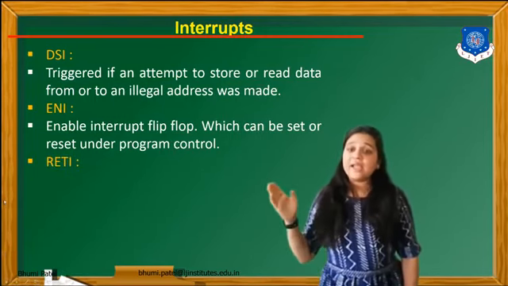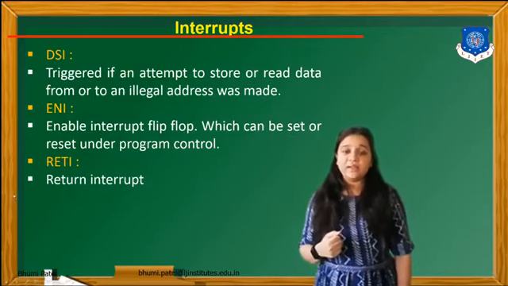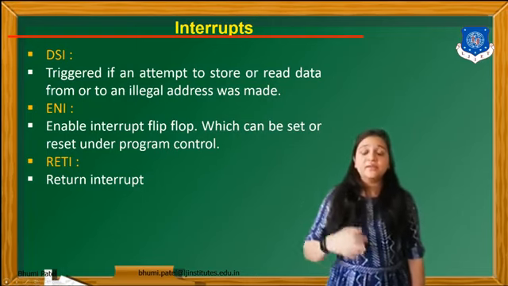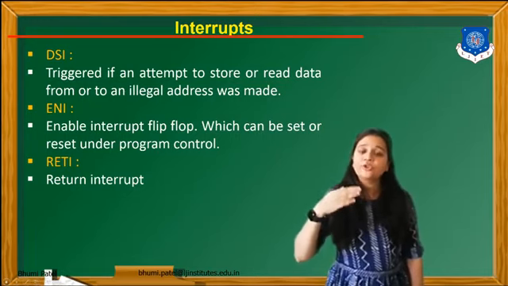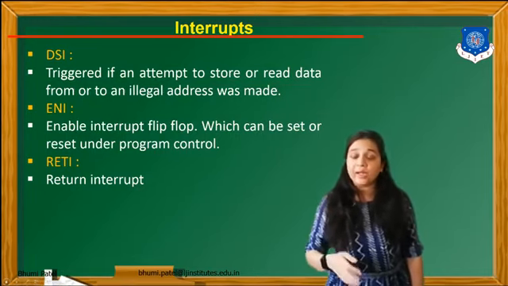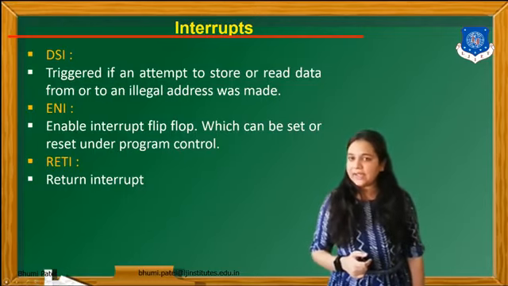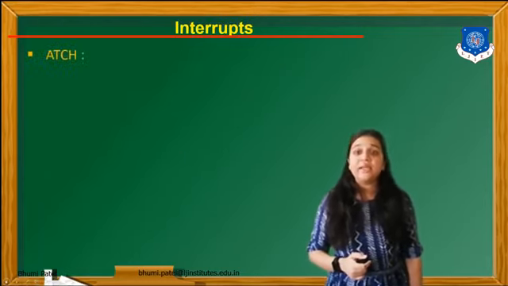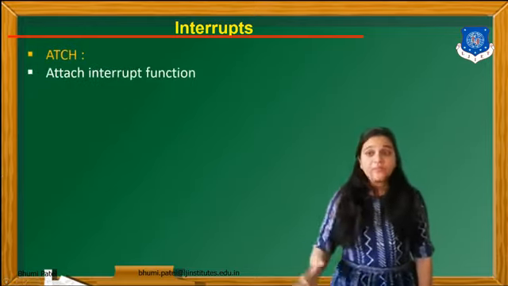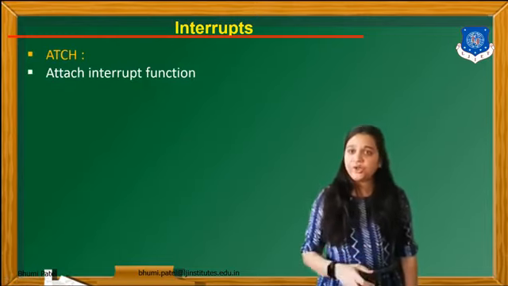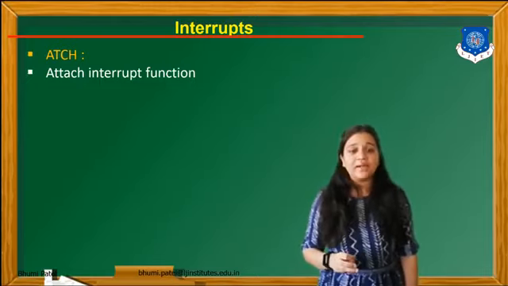The next one is the RETI. It is the return interrupt. As we discussed earlier, whenever an interrupt arises, the main program goes to another program. Again we have to return to the main program, and at that time we can use the RETI interrupt. The next one is the ATCH. It is the attach interrupt function. If we want to attach an interrupt to a particular programming file, at that time we can use the attach interrupt.